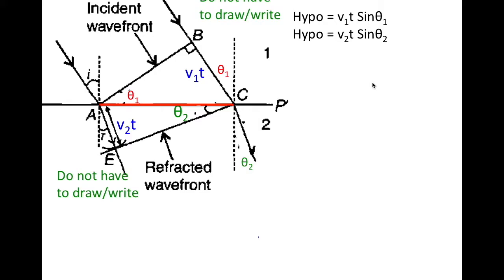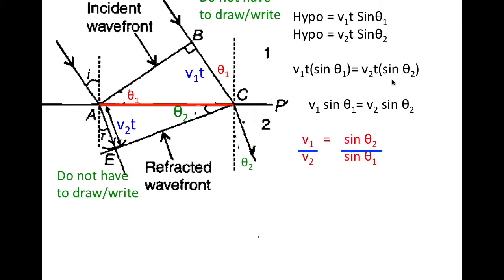Because the hypotenuse is the same, we can then set these two equal to each other. When we do that, we get v sub 1 t times sine theta 1 equaling v sub 2 t times sine theta 2. Time cancels out, and we are left with v sub 1 sine theta 1 equaling v sub 2 sine theta 2. We move things around, and we can show that v sub 1 over v sub 2 equals the sine of theta 2 over the sine of theta 1.